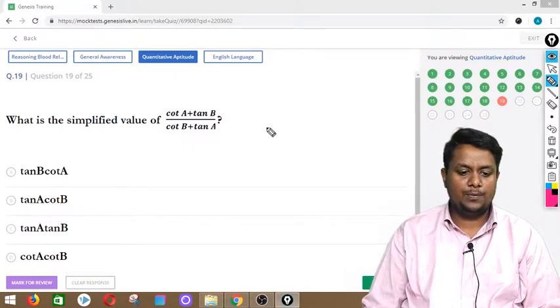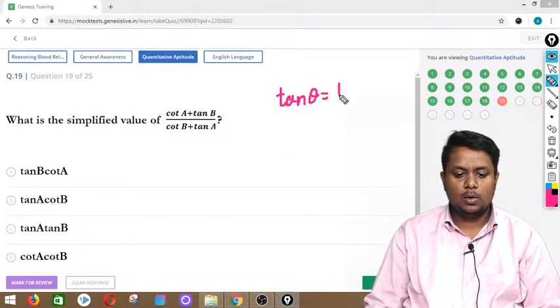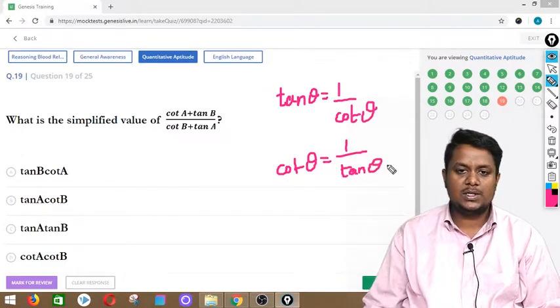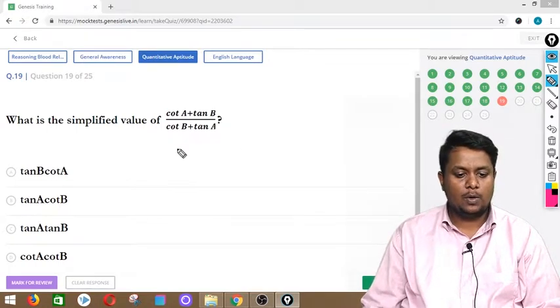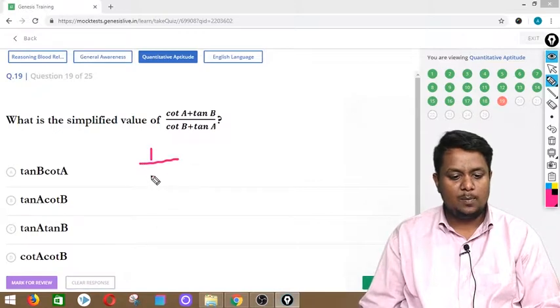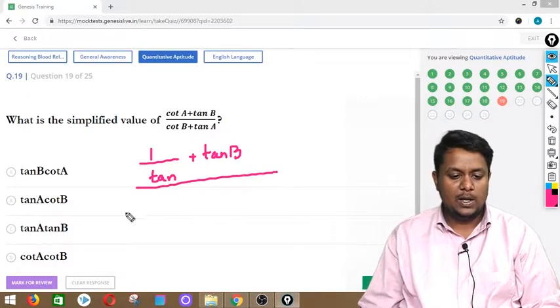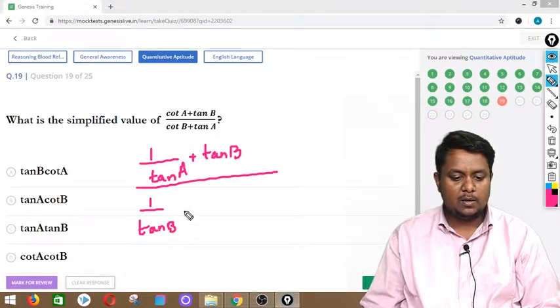What is the simplified value of (cot A plus tan B) divided by (cot B plus tan A)? We know that tan theta is equal to 1 by cot theta, or cot theta is equal to 1 by tan theta. So this is a trigonometric rule. Based on this, we can solve this particular question. Now cot A plus tan B can be written as (1 by tan A plus tan B) whole divided by (1 by tan B plus tan A).